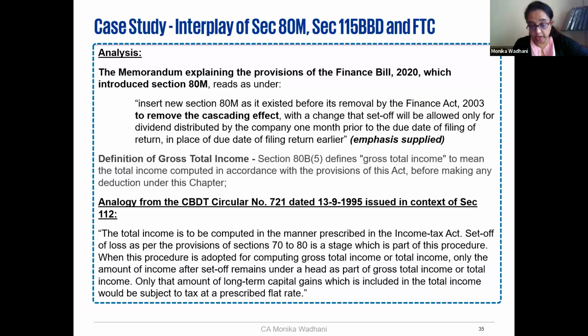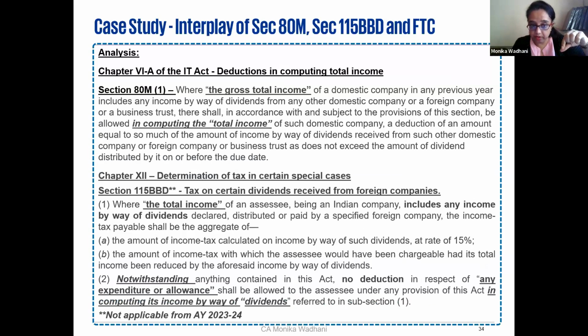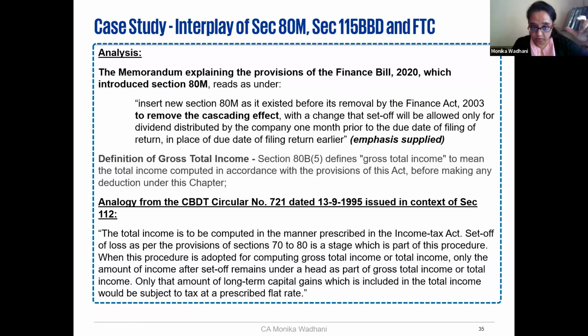And therefore, you can take another view, that yes, you have to see one to one. That is scenario one in my case, that you have to see one to one, that if you have taken ATM deduction, then there is no base of foreign dividend left out in that particular total income. And therefore, there is no question of applying any special rate of tax under section 115BBD. So, that is what is coming from this.